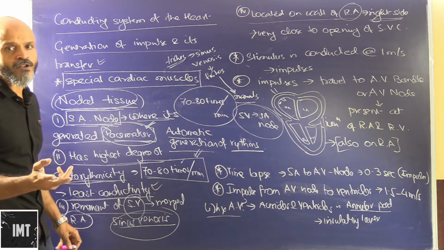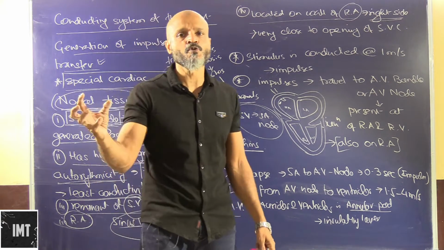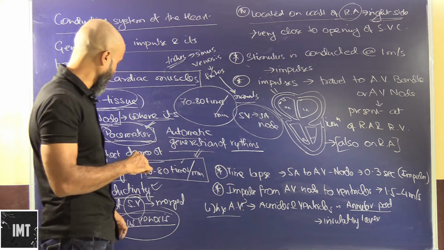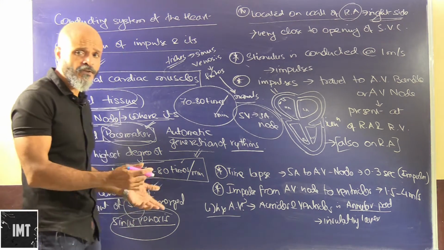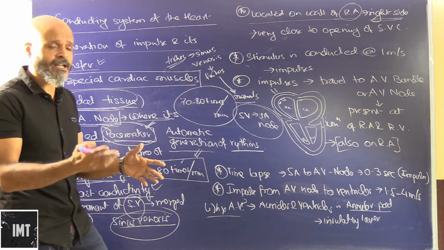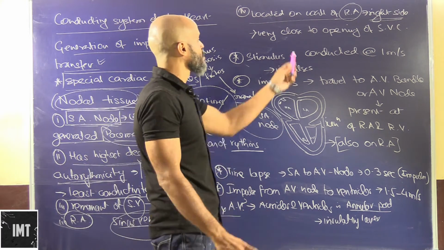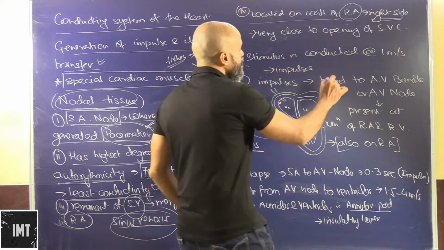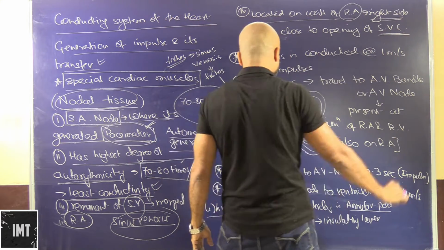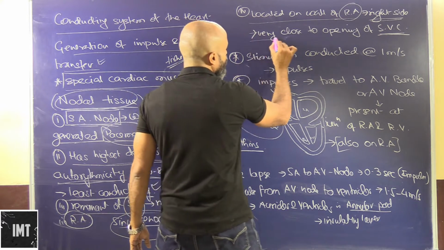Okay, so it is a remnant of sinus venosus. As we all know, sinus venosus was something which used to collect blood in fishes, which through the evolutionary pattern has evolved into the sinoatrial node. So it is located on the wall of the right atrium, right side, very close to the opening of the superior vena cava.